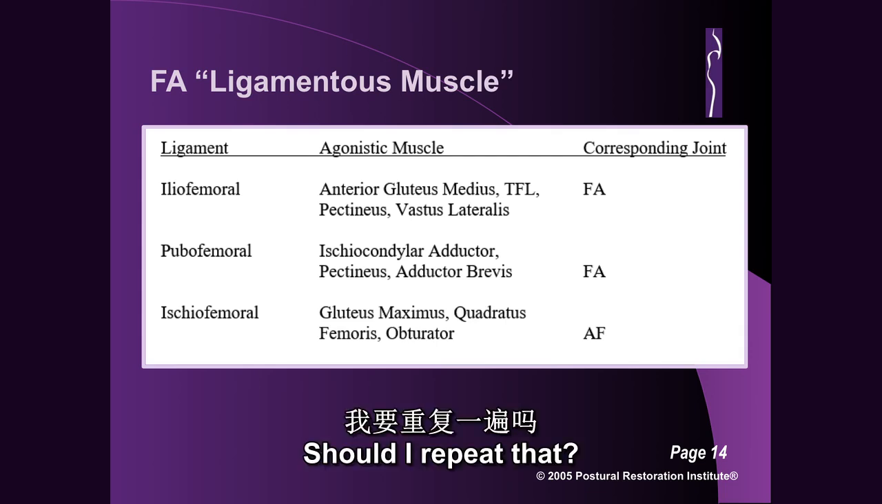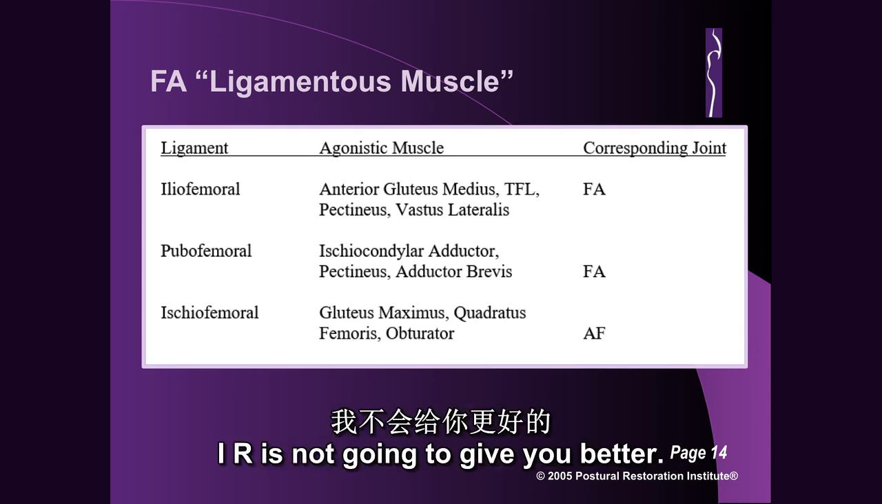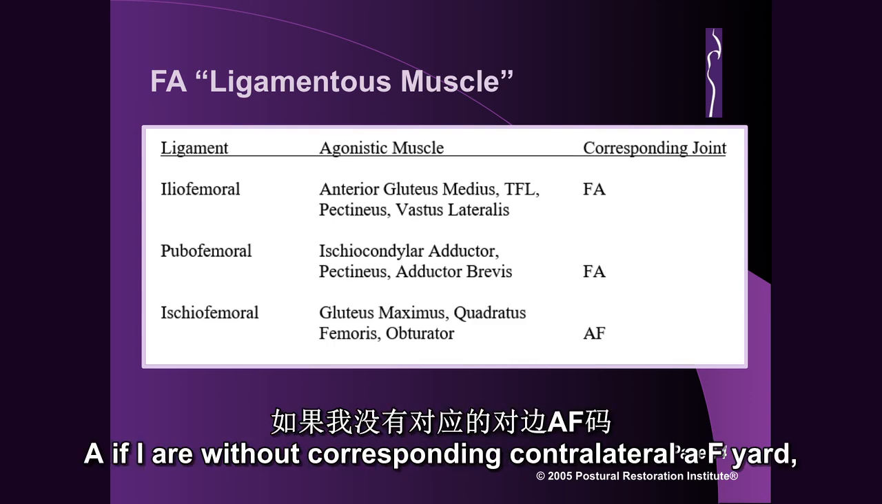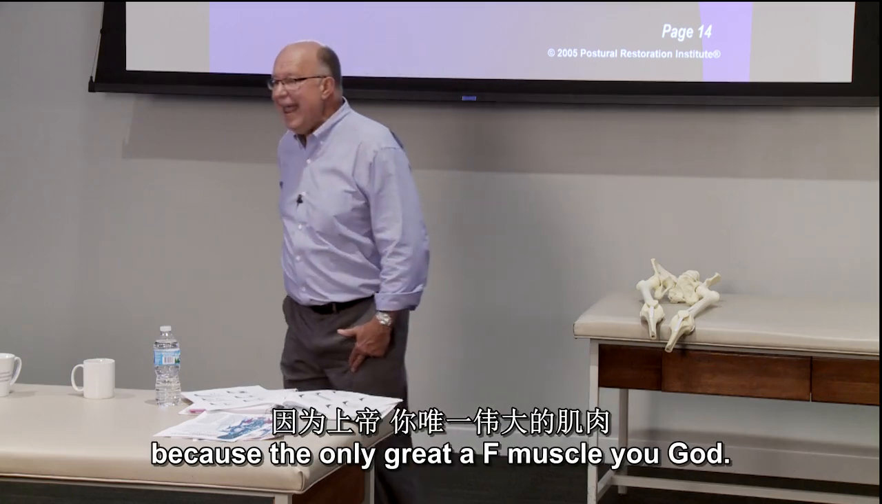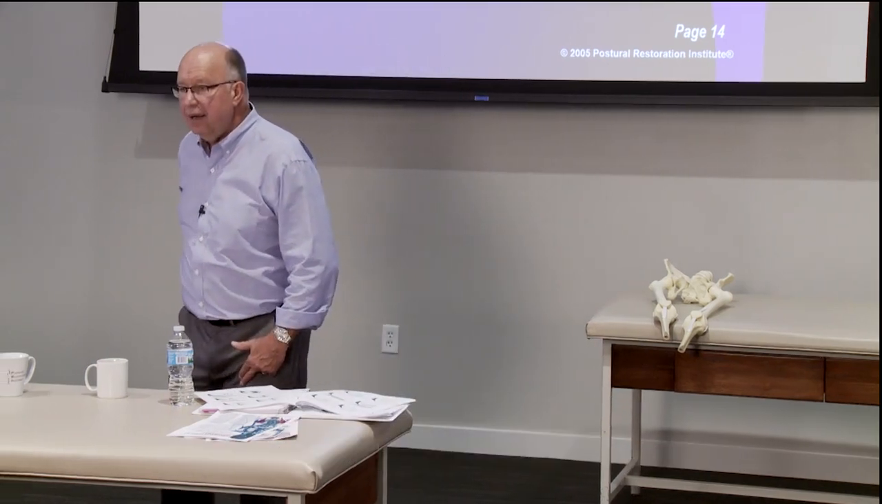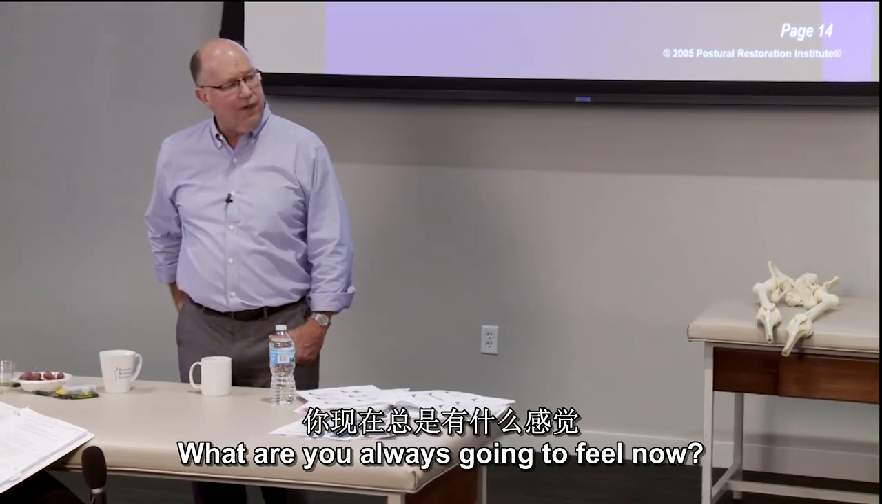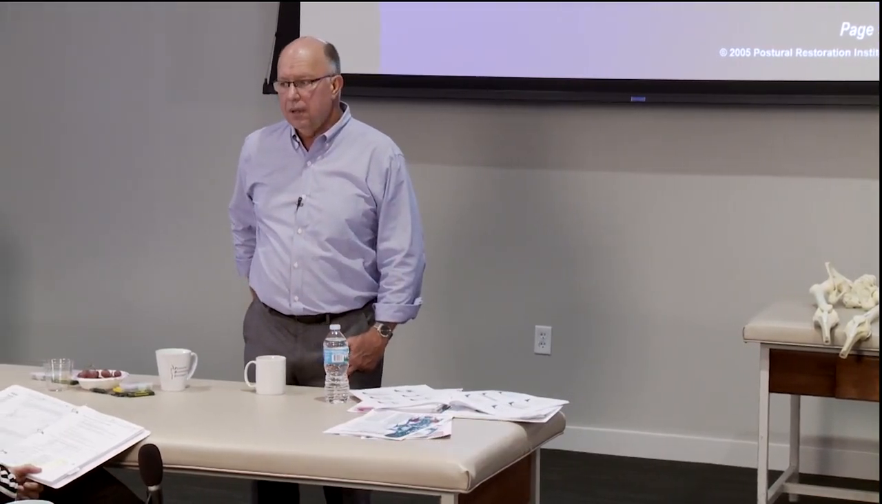Should I repeat that? Jen, should I repeat it? More FAIR is not going to give you better AFIR without corresponding contralateral AFER. Because the only great AF muscle you got, what are you always going to not fail with? Glute max.